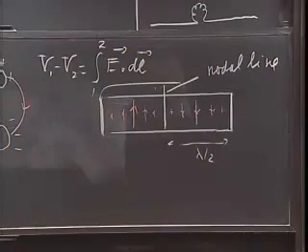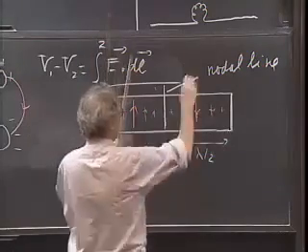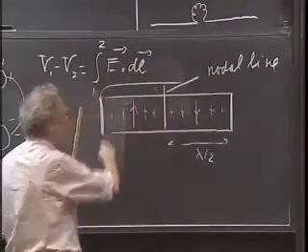And that whole pattern then is a standing wave. And so this is down and this is up, and then it oscillates like that. But these are always nodal lines.